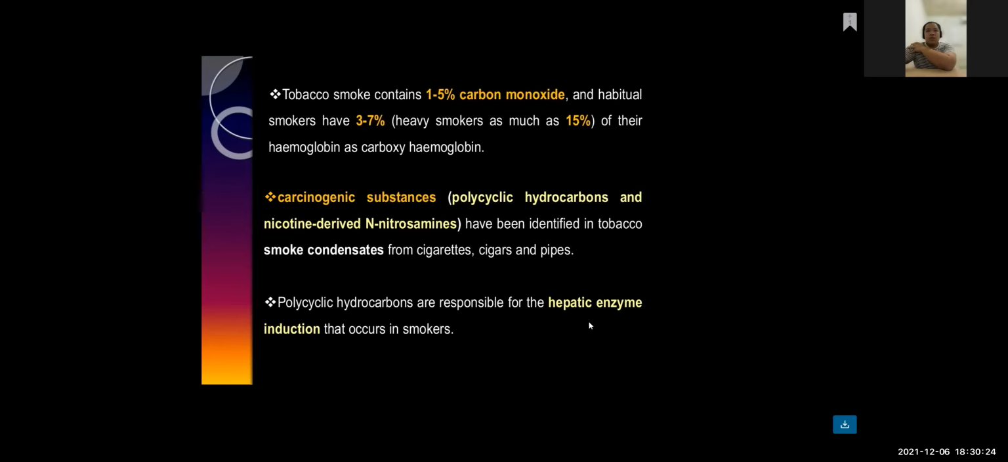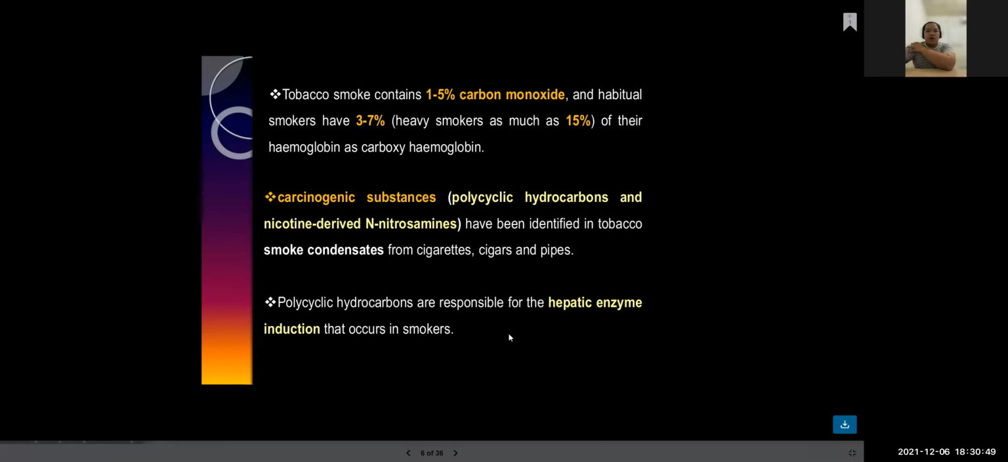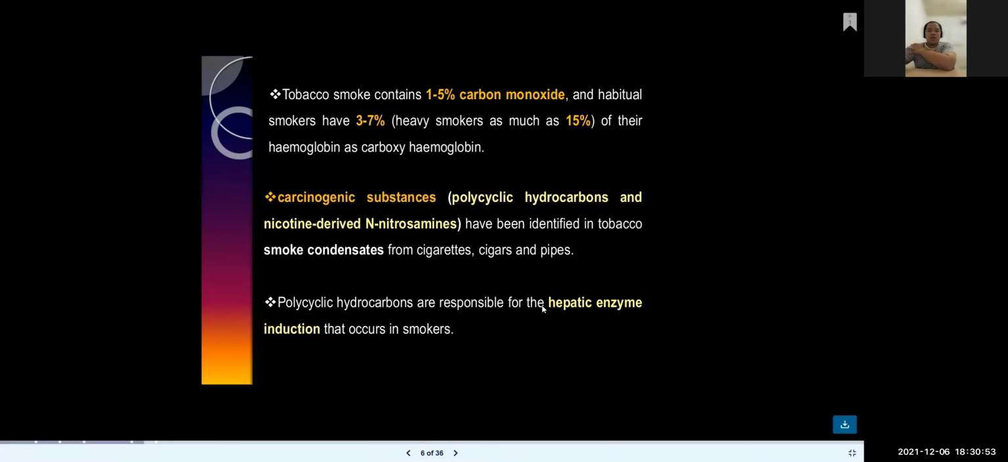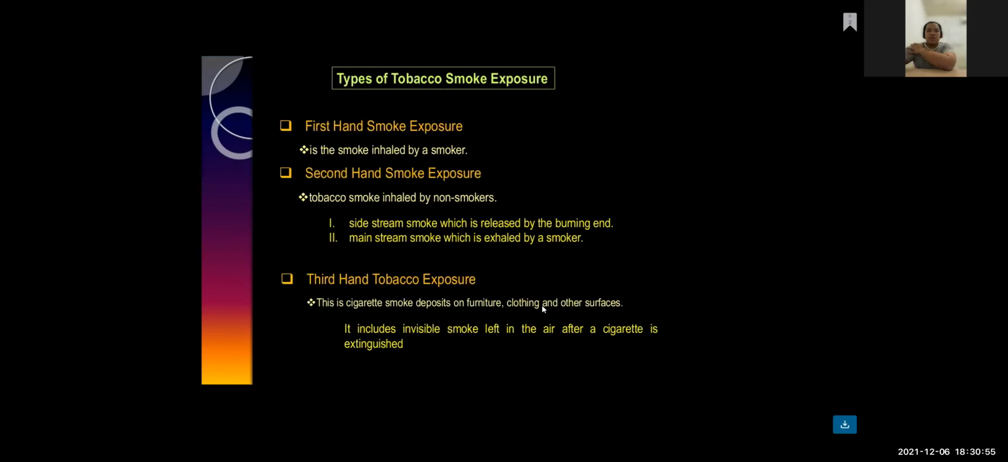Tobacco smoke contains 1 to 5% of carbon monoxide, and habitual smokers have 3.7%. Heavy smokers have as much as 15% of their hemoglobin as carboxyhemoglobin. Carcinogenic substances have been identified in tobacco smoke condensates from cigarettes, cigars, and pipes. Polycyclic hydrocarbons are responsible for the hepatic enzyme induction that occurs in smokers.